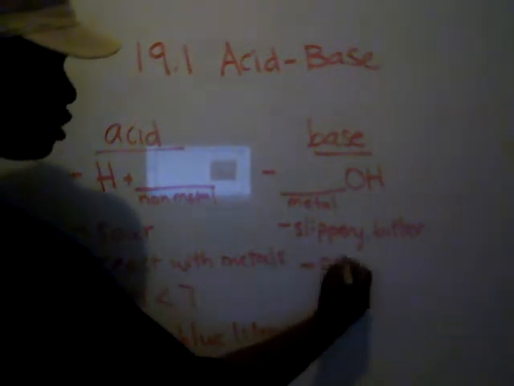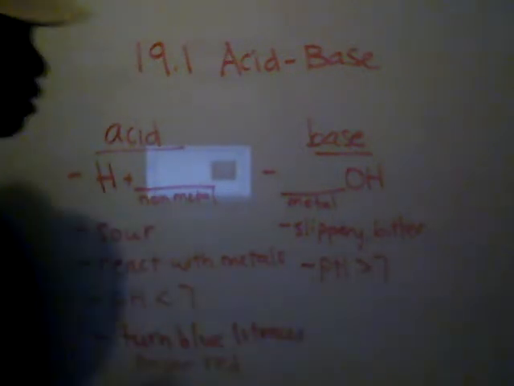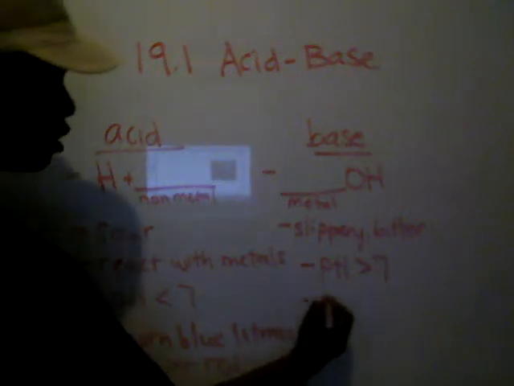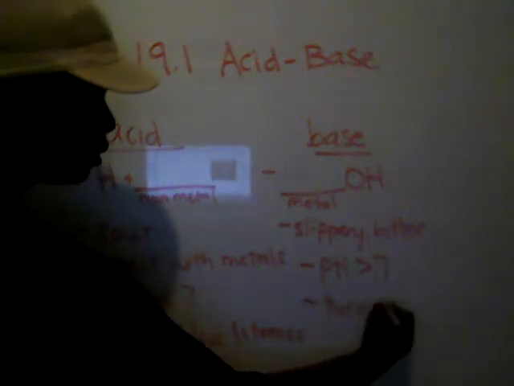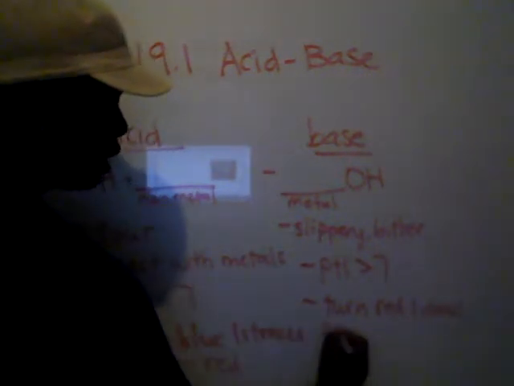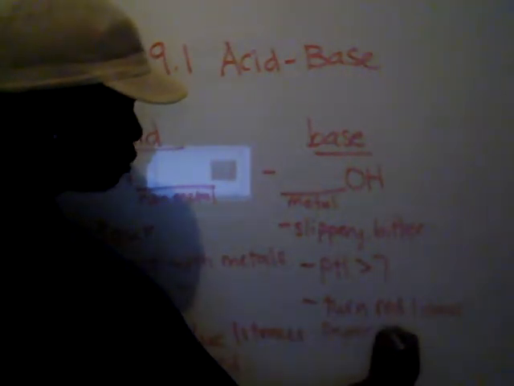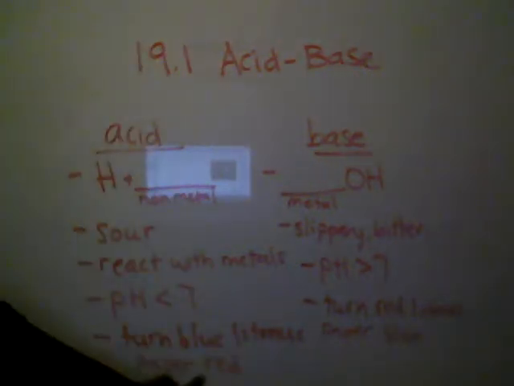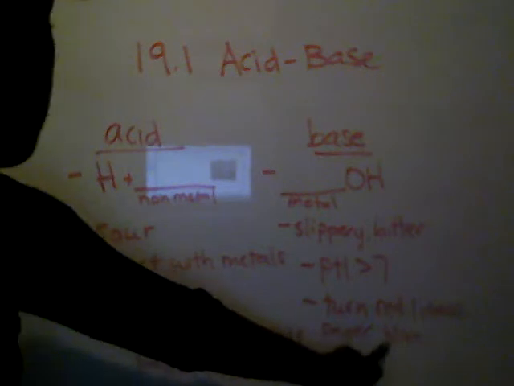Bases have a pH greater than 7. Okay, so between 7 and 14, those would be bases. And bases turn red litmus paper, and we said litmus paper is just something that we can use to figure out the pH of things. It turns red litmus paper blue. So you can think of acids turn the paper red, bases turn the paper blue.